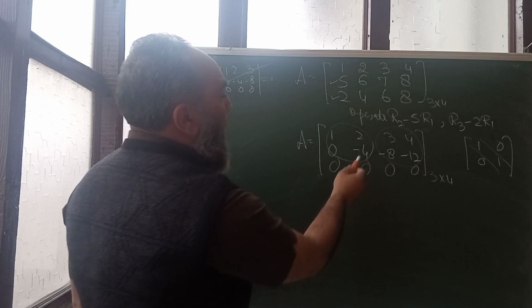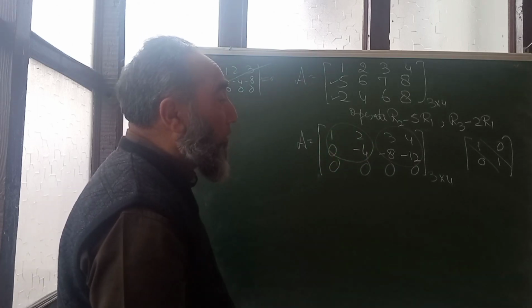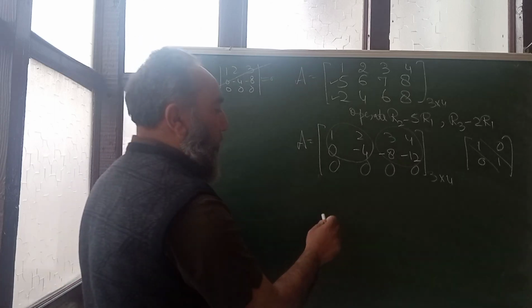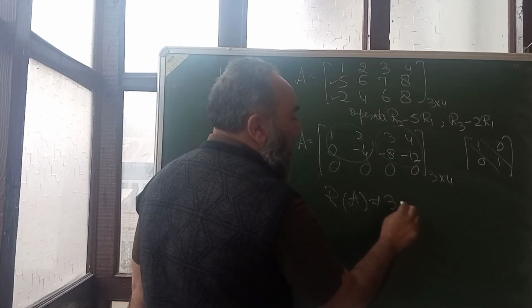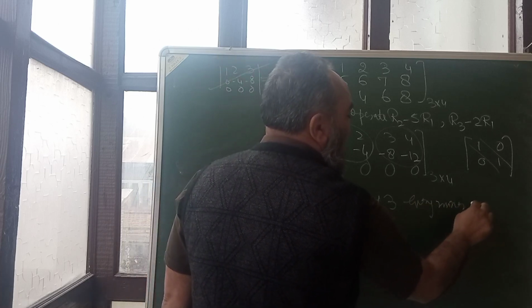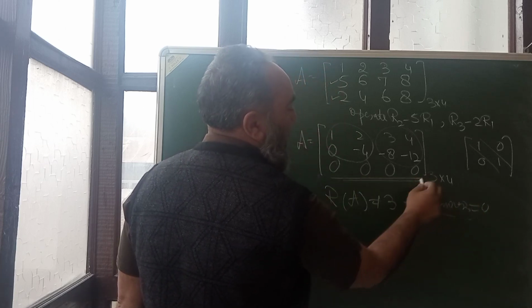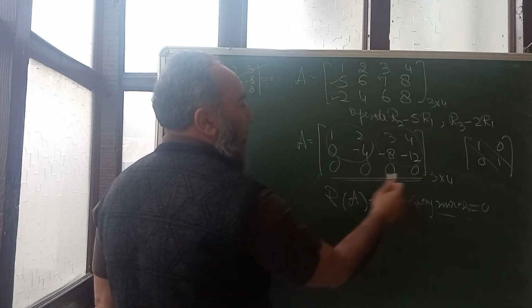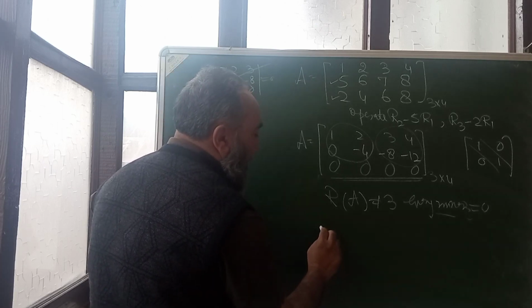So this is a matrix with at least one minor of order r which is not equal to 0, which is of order 2. So rank is 2. Rank of A cannot be 3 because every minor of order 3 is equal to 0, because this row is 0.